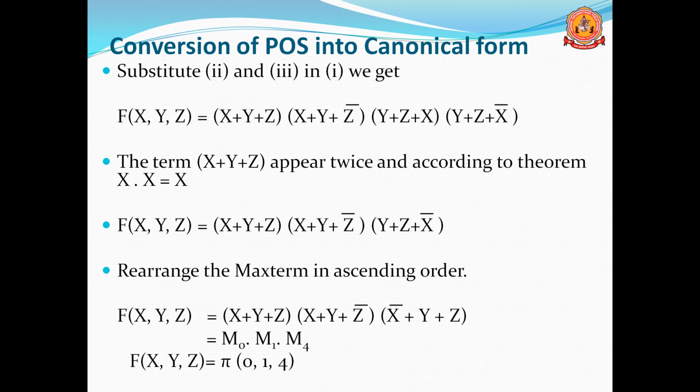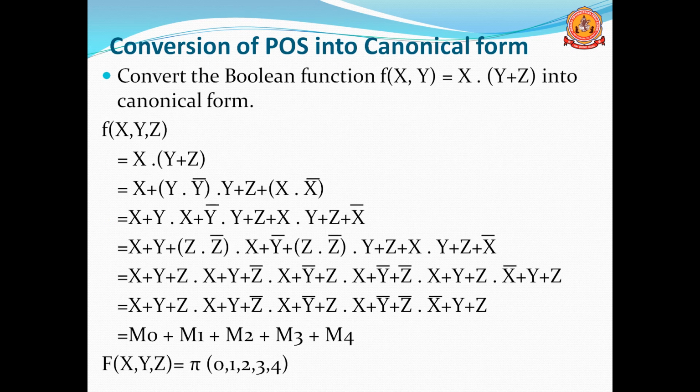So it will be f of x y z equal to x plus y plus z dot x plus y plus z dash dot x dash plus y plus z. Then we can rearrange that one. It will be m0, m1 and m4. So we can represent f of xyz equals to pi of. Pi means a product term. So you can represent pi of 0, 1, 4. Three terms are present.